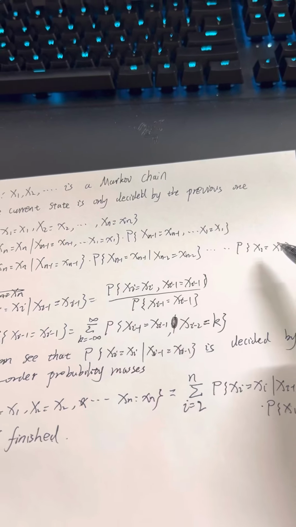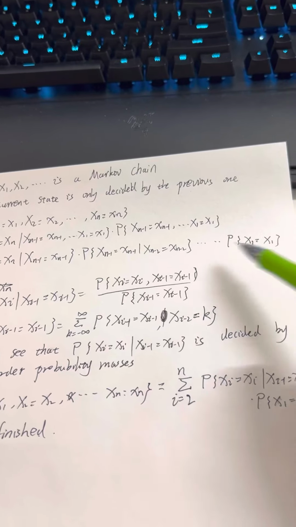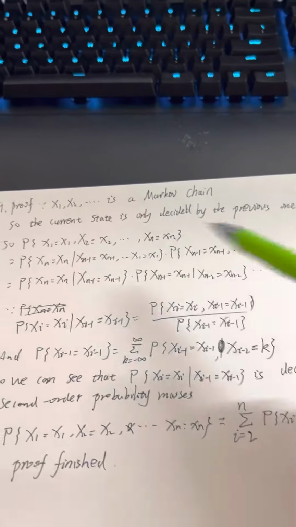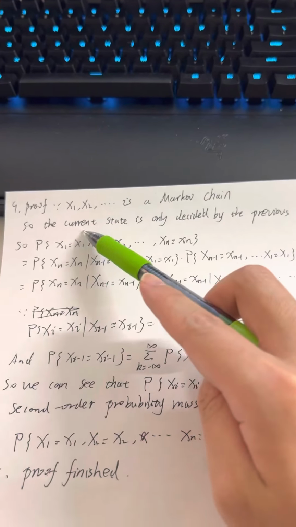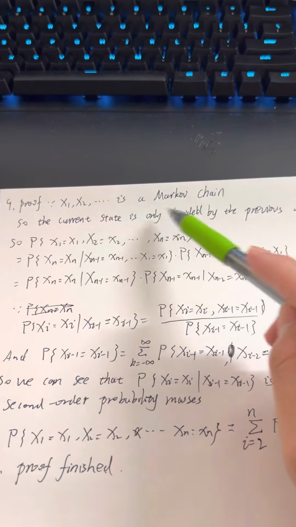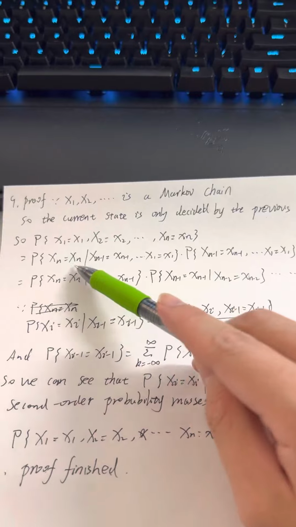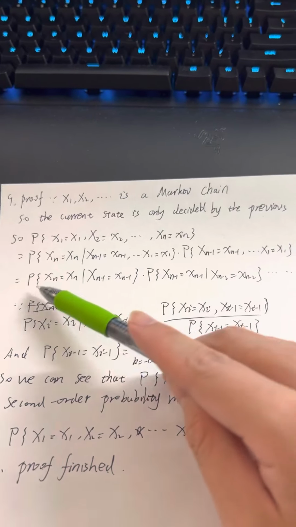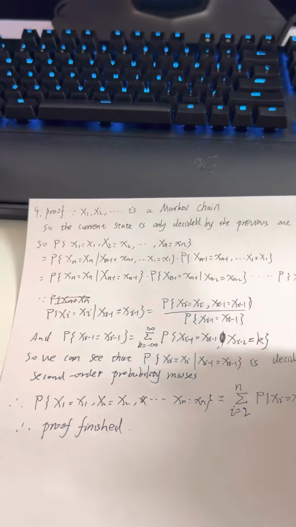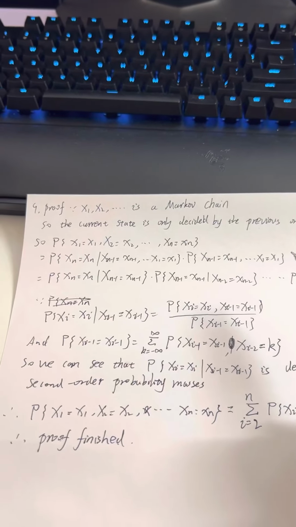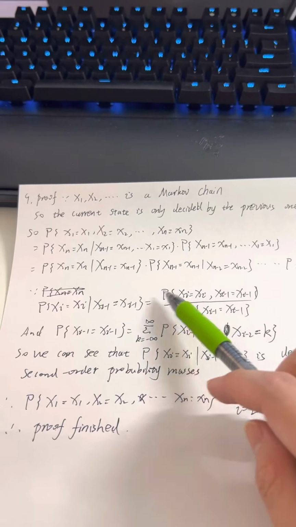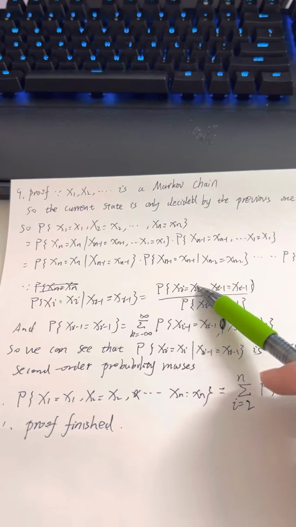But X1 is the initial state, so it is not decided by any previous states. It is like this, and we can make use of the special property of a Markov chain, that it is decided only by the previous state, so we can write this in this way. We should notice that using the conditional probability formulation, we can write this as the probability of two random variables.